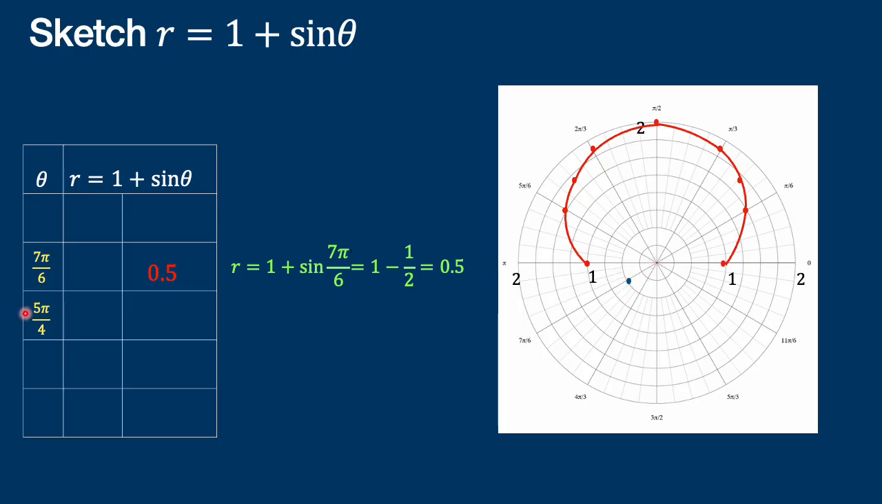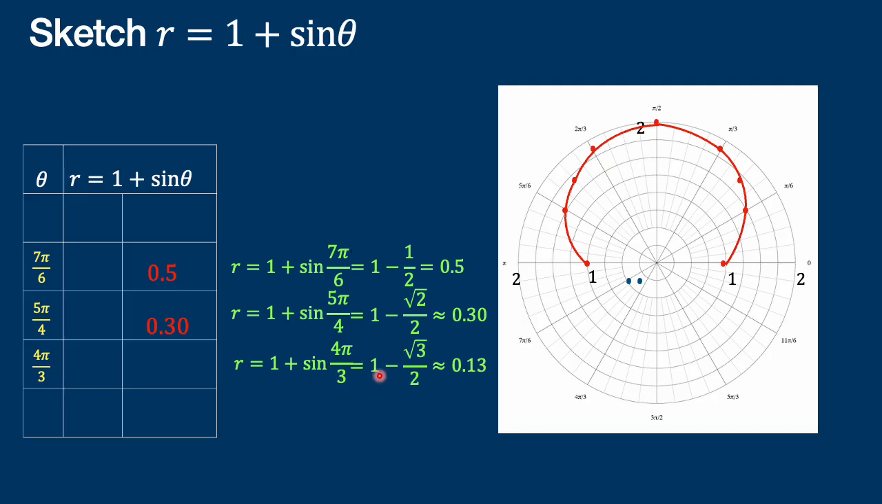Let's go into 5 pi over 4. Same thing. R is 1 plus sine 5 pi over 4. This value is 1 minus square root 2 over 2. That's 0.30. This is the line for 5 pi over 4, right? 0.3. Let's go to 4 pi over 3. That's r equals 1 plus sine 4 pi over 3. That's going to be 1 minus square root 3 over 2.